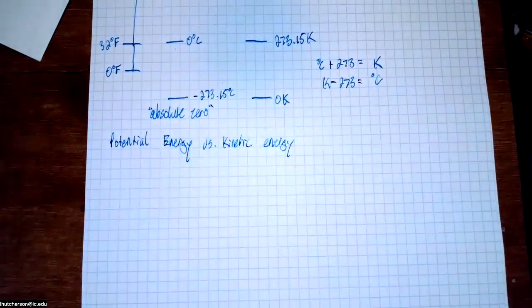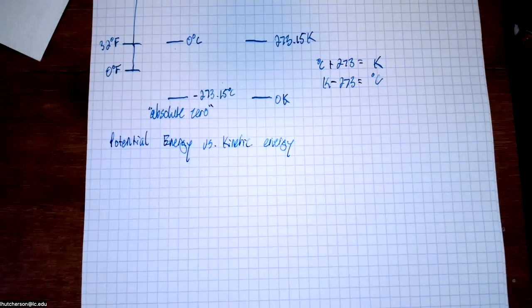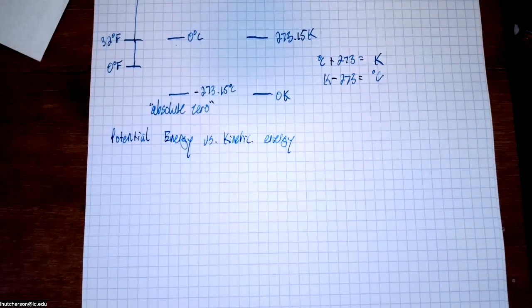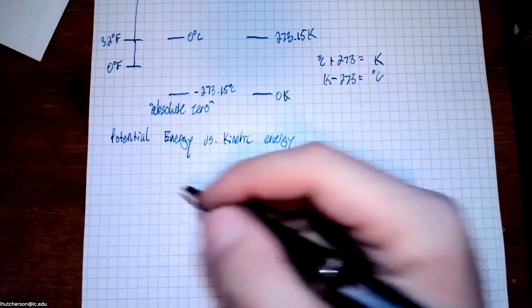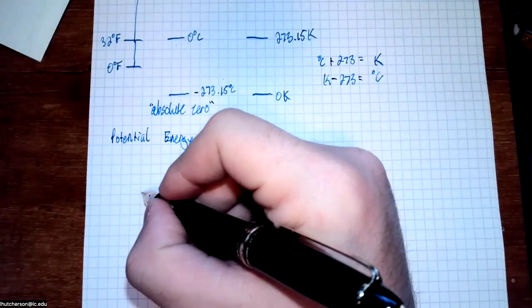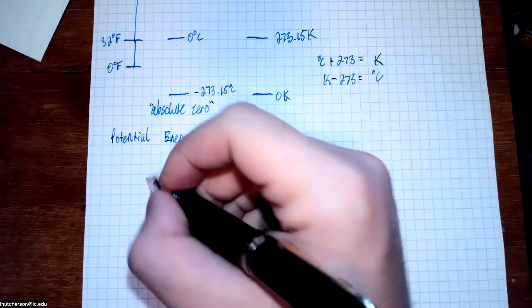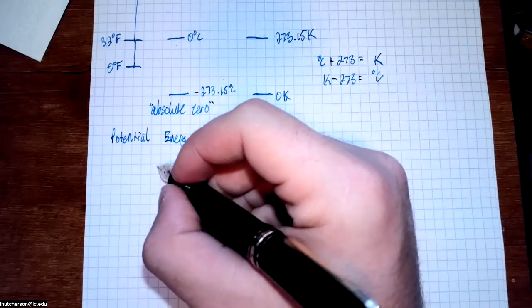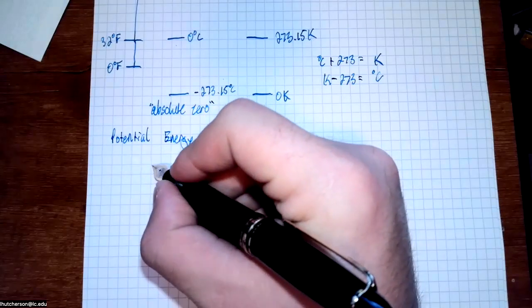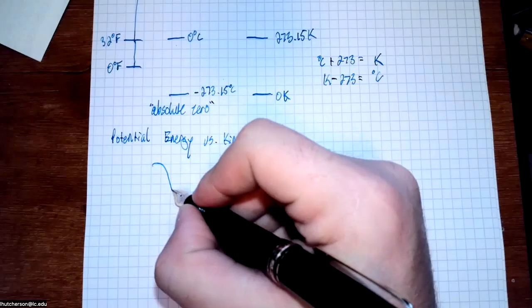Essentially, potential energy is energy that has the potential to do work. Kinetic energy is energy of motion. Now, one good illustration we can use for this is we can look at, just for example, a roller coaster.